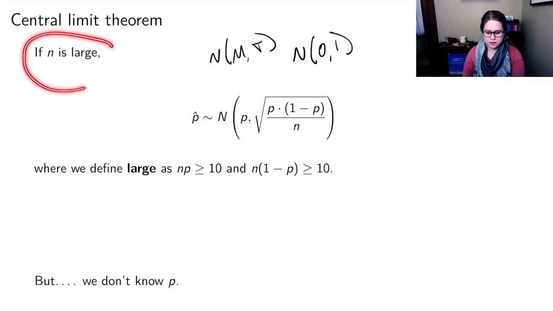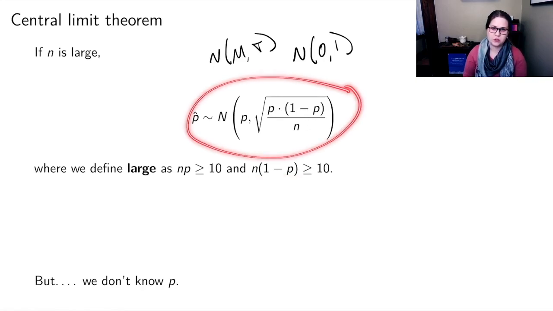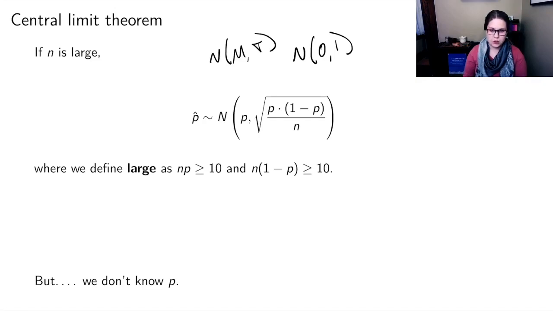And I said that this only works if n is large. Well, what does large mean? We're going to define it as n times p greater than or equal to 10, and n times 1 minus p greater than or equal to 10. So you need to check those two conditions when you're doing inference this way, if you're going to use the normal distribution as your approximation of your sampling distribution. One issue is we don't know the true proportion. We're just going to take a sample, and so we're going to need to figure out what to do with that, but we'll talk about that when we get into the next section.